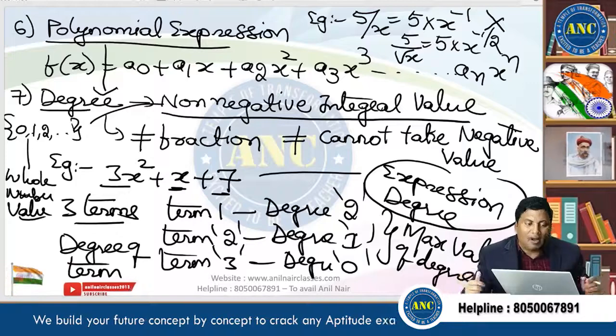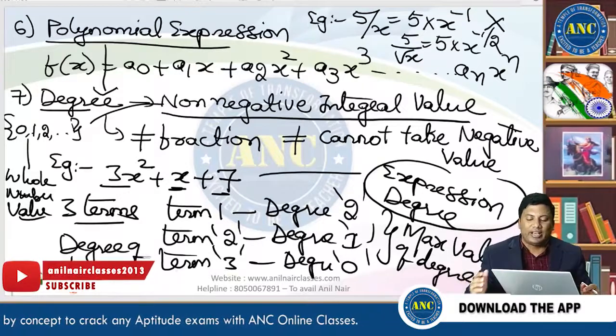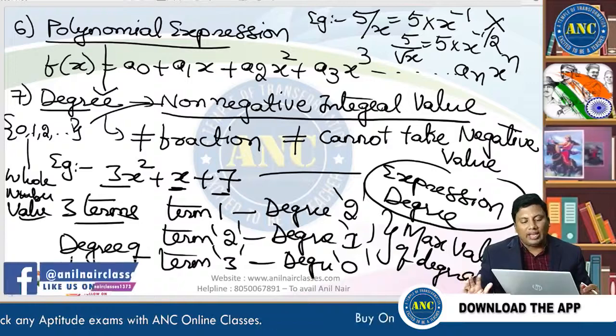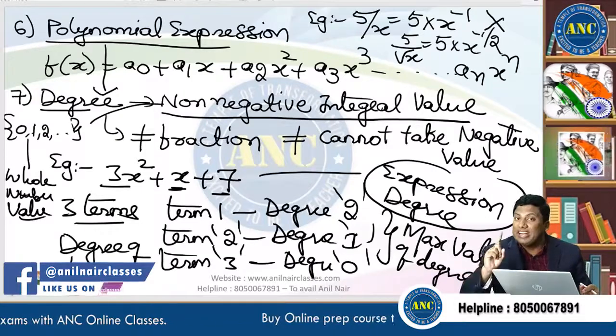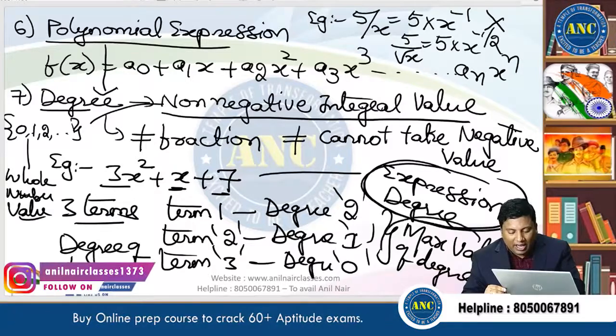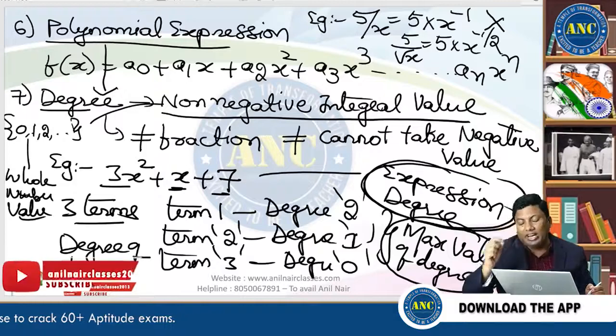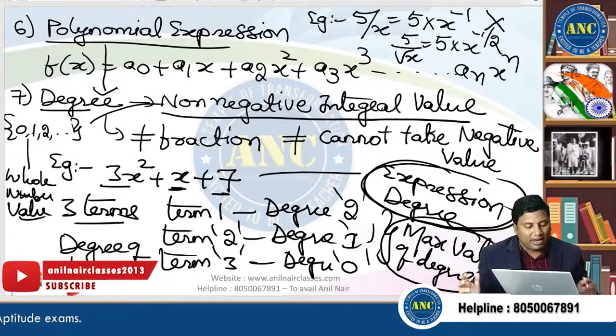So the generic form of a polynomial expression is a0 plus a1x plus a2x square and so on up to an x power n. What is the degree of an expression? The degree of an expression is nothing but the maximum value of the degree of every term. Take the degree of every term and calculate the maximum value.